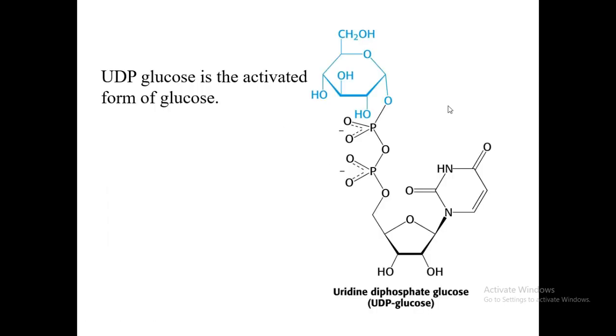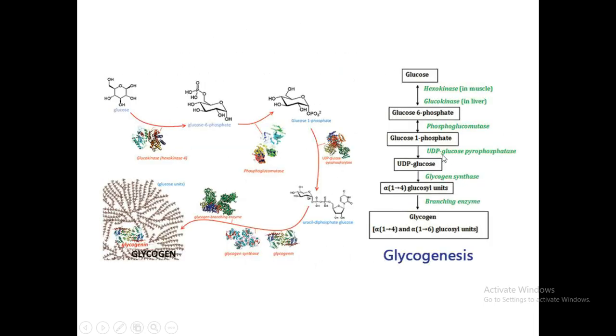Okay, so UDP glucose is the activated form of glucose. So we will regard this as step 1. Then step 2 involves the conversion of glucose 1-phosphate to an activated glucose moiety by combining it with a nucleotide which is called UDP. Then the phosphate group is released. So that's why it becomes UDP glucose. The enzyme that catalyzes that reaction is UDP glucose pyrophosphorylase.